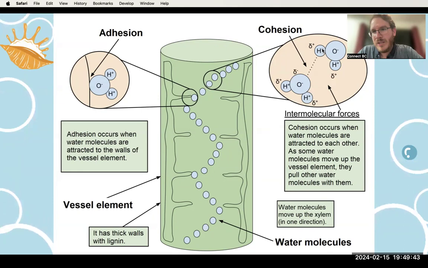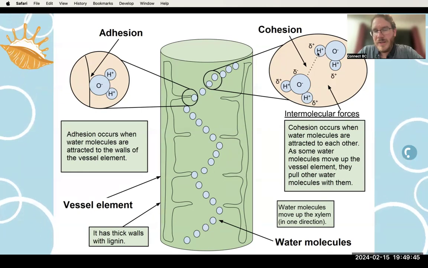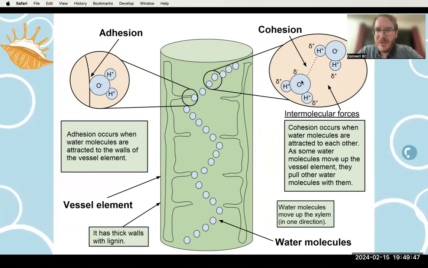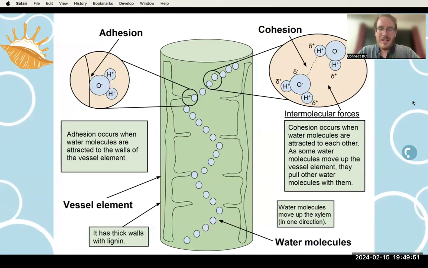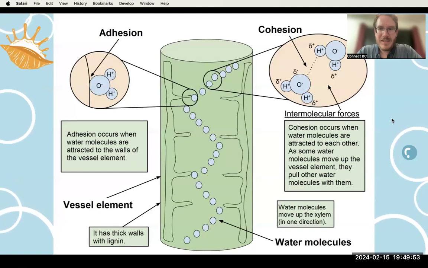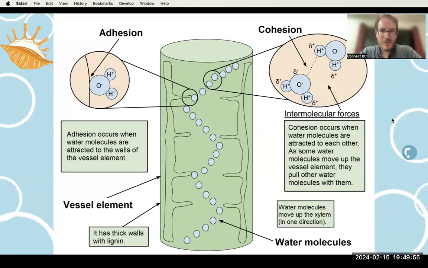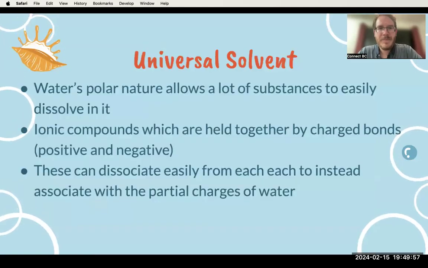We see these small positive charges on the hydrogen being attracted to these small negative charges on the oxygen. So they're attached from oxygen to hydrogen, and vice versa. And so it allows this energy-free movement of water through plants, which is awesome.